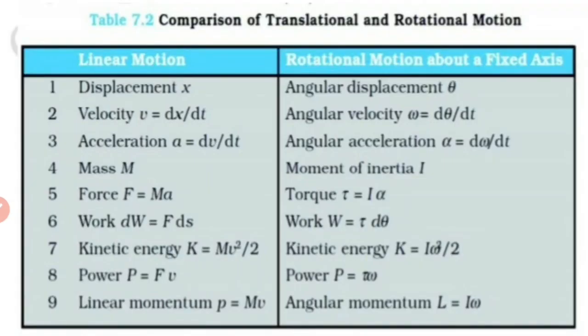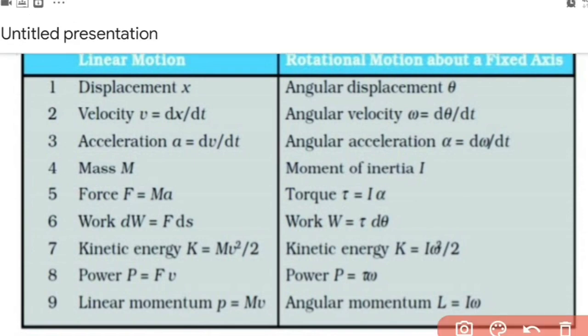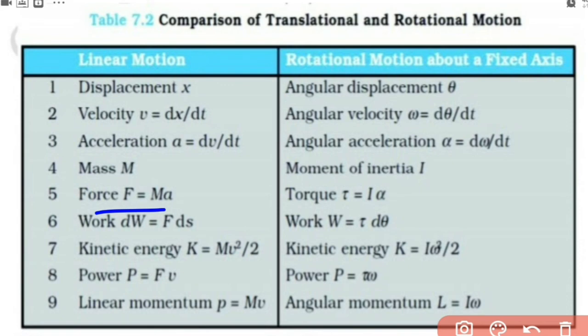In the same way as we wrote the equations of motion, by the method of comparison between translational and rotational motion, we will write the expressions for important physical quantities. Up to the fourth one we have already discussed, that is mass. Analogous to mass we have moment of inertia. Now in translatory motion, analogous to force, we have in rotational motion torque. We already know it. And analogous to acceleration we have angular acceleration.